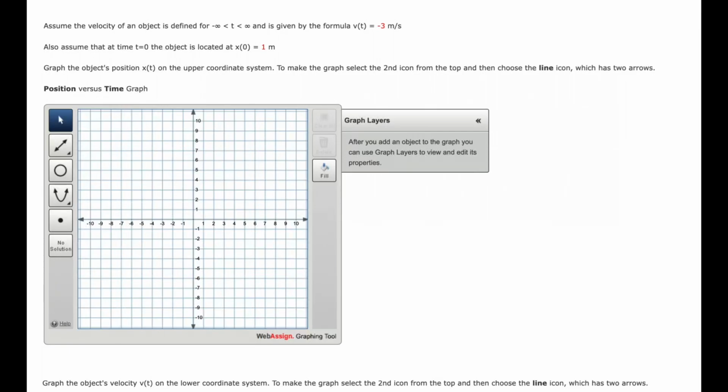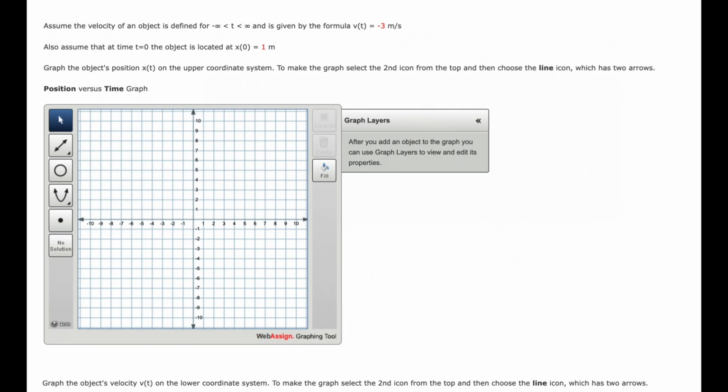In this example, I'm going to demonstrate how to graph linear functions using Webassign. And this particular question says that we have an object moving with a constant velocity of -3 meters per second.